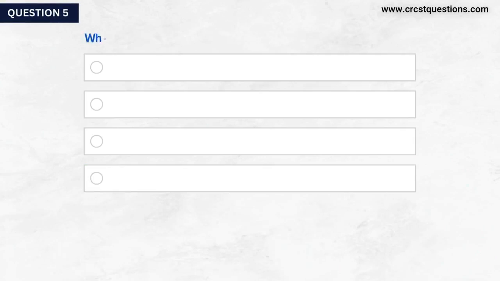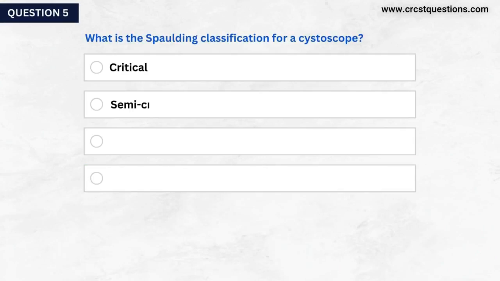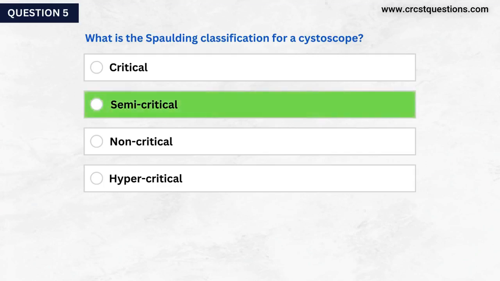Question 5. What is the Spaulding classification for a cystoscope? Critical, semi-critical, non-critical, hypercritical. The correct answer is semi-critical.